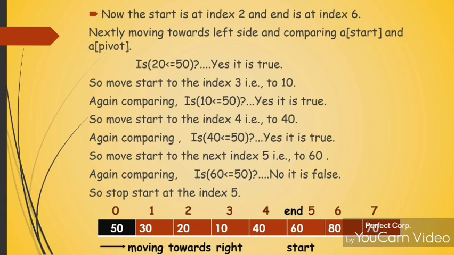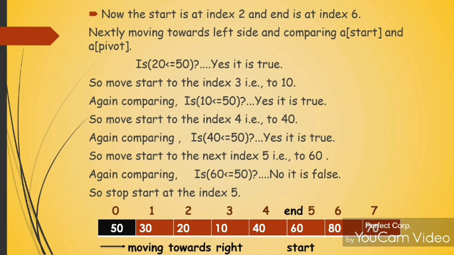Next, moving towards the left side and comparing A of start and A of pivot. Is 20 less than or equal to 50? Yes, it is true. So move start to the index 3, that is to 10. Again comparing. Is 10 less than or equal to 50? Yes, it is true. So move start to the index 4, that is to 40.